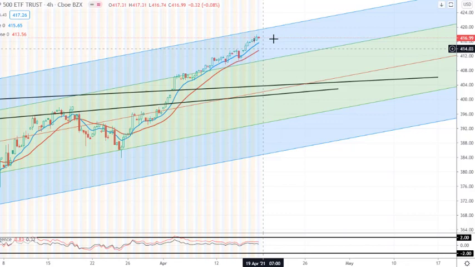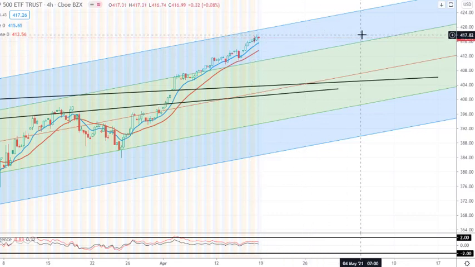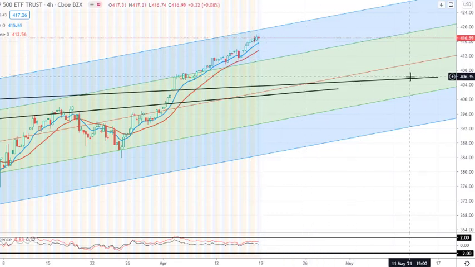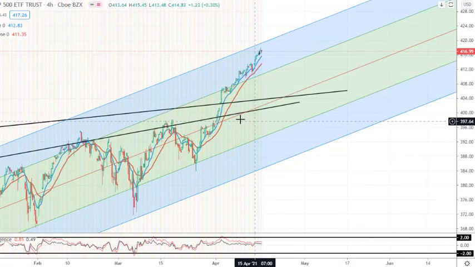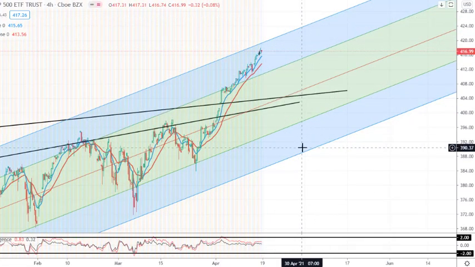But as I mentioned, this blue area has generally been unsustainable, and we may see a retrace back down to these lower levels around 410 or 405. Of course, it's not impossible that we could see an acceleration up just because we're seeing that move on the longer term charts that I mentioned previously.